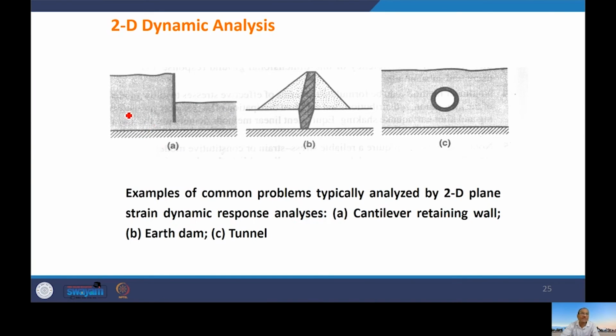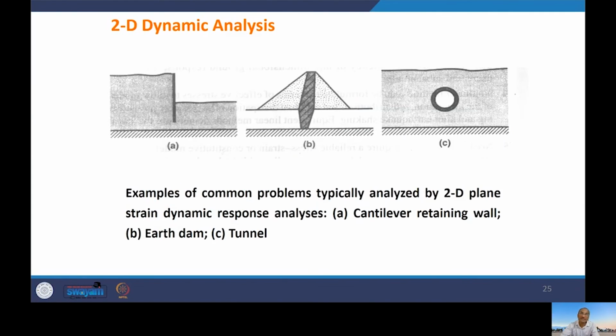cantilever retaining walls, and then earth dam, or maybe in a tunnel where one dimension is very long, and then we can apply the plane strain condition, and applying the plane strain condition, a 3D problem can be converted into a two-dimensional problem. So the problem shown in this figure can be dealt with the two-dimensional dynamic analysis, but in very important projects, one needs to go for three-dimensional analysis.